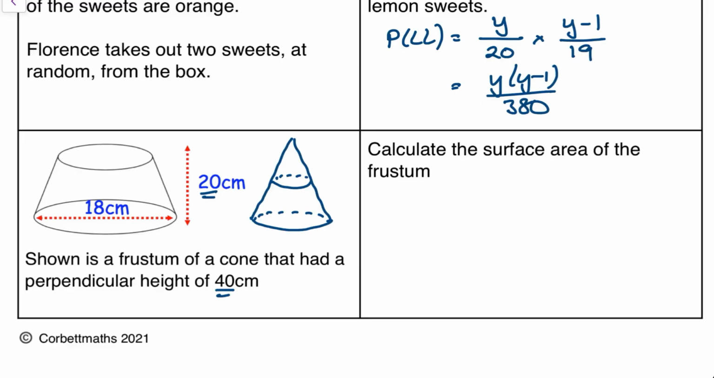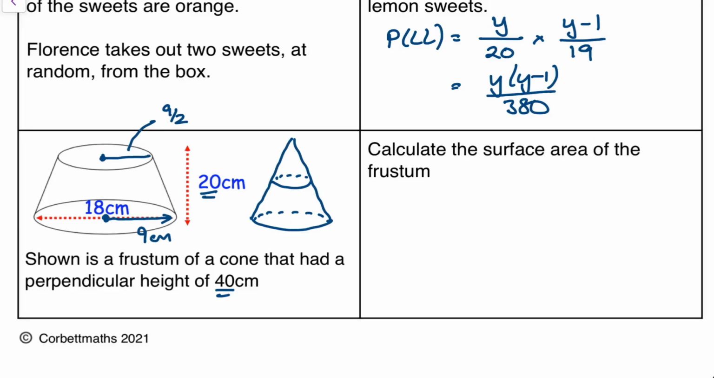Now the thing to note first, because I always do this before you jump in, is the radius of the top bit is going to be half the radius of the bottom bit. So the radius of the bottom bit is 9 centimetres, and the radius of the top bit is 9 over 2. And again, that's because I can see 20 to 40 is a scale factor of 2, so the little cone is half of the big cone. Let's just write down what we need.